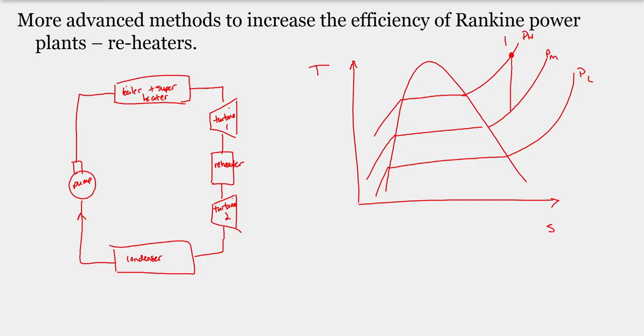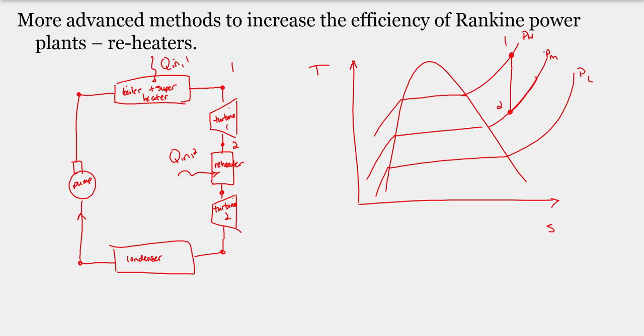I'm going to expand through turbine 1 until I reach, let me go ahead and give you some state labels here. So we're going to call this state 1, again, just like it was before, the entrance to the turbine. Here's the exit of the turbine, so that's state 2. I'm then going to add heat in through this second heat exchanger, and that's going to take this fluid along the isobar to some higher temperature condition.